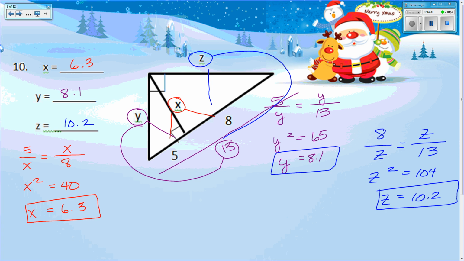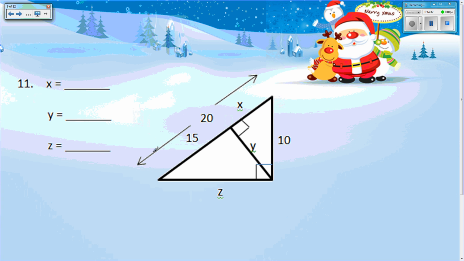All right. Last one. This one is a little bit different. They told me the whole side was 20, but they told me this side was 15. But 20 minus 15 is 5. So that one was really easy to find. X is 5. 20 minus 15 is 5, just in case.